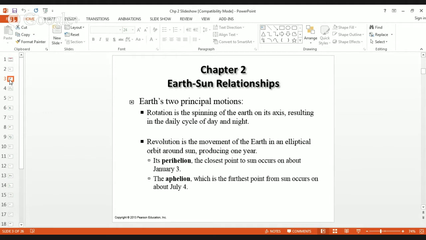Revolution is orbit. It takes a full year, and we see a drastic difference. With revolution, we have two terms that get confused, perihelion and aphelion. Ap is away. Aphelion is the furthest distance between the Earth and Sun, and the reason it's warm is because the northern hemisphere is tilted toward the Sun. Perihelion is when we are the closest, and the reason that's not warmer is because the northern hemisphere happens to be oriented away from the Sun.